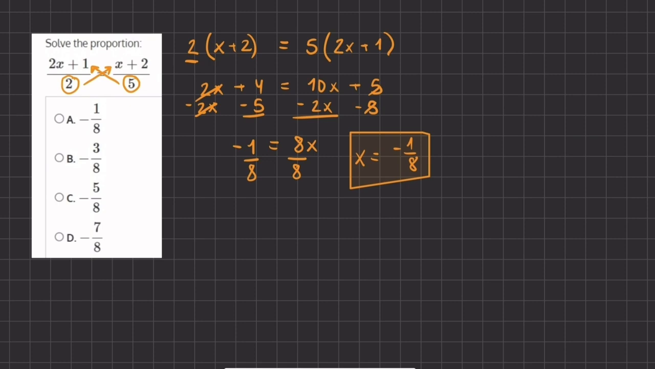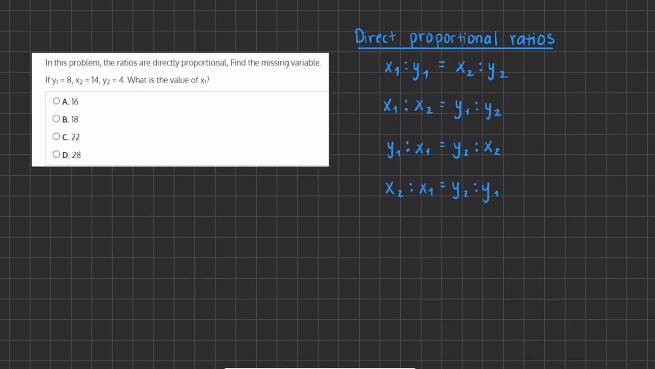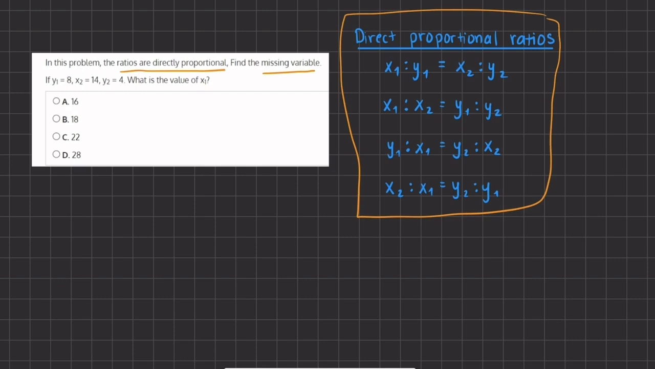Now we are going to see how to solve another type of solving proportions problem. Alright, so in this problem you are given that the ratios are directly proportional and you want to find the missing variable. So when you are given that the ratios are directly proportional, you can use any of these formulas over here in order to solve.